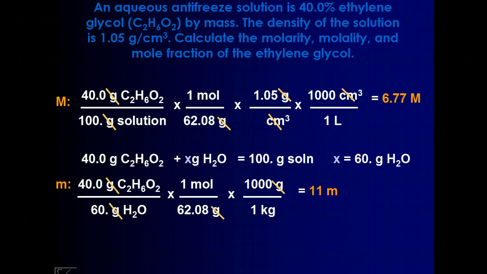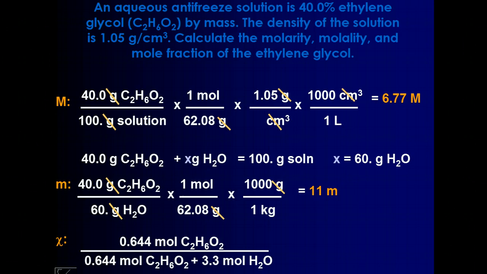Finally, we want to calculate mole fractions, which means we need to have the moles of the different components. We can't calculate the moles of the solution, but we can calculate the moles of both the solute and the solvent, and then combine those together to give us the moles of the solution. So if you go through and take the 40 grams of ethylene glycol and divide it by 62.08 grams, you will get that that has 0.644 moles of ethylene glycol. For the water, we would take the 60 grams of water and divide it by its molar mass, 18.02. And if you do that, you'll get that you have 3.3 moles of water.